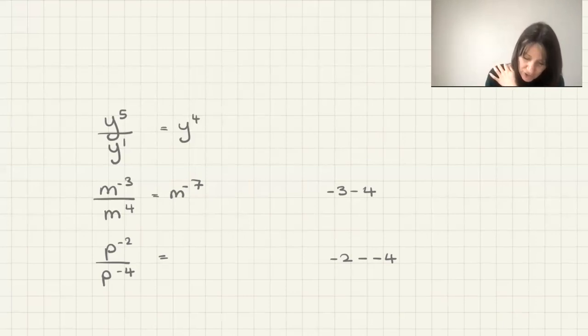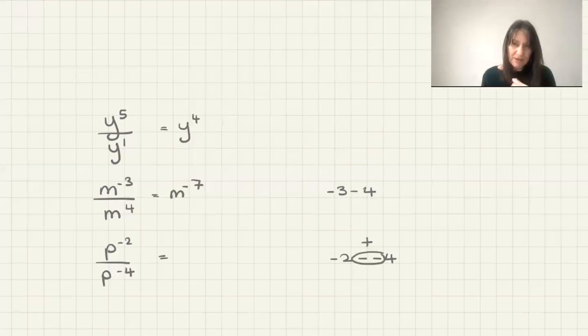Okay, so I've got 2 negatives. 2 negatives make a positive. -2 plus 4. Now, adding takes me up the number line. So if I'm at -2 and I go 4 places up, I'm going to end up at +2. So my answer is p to the power of 2. And hopefully that went well.